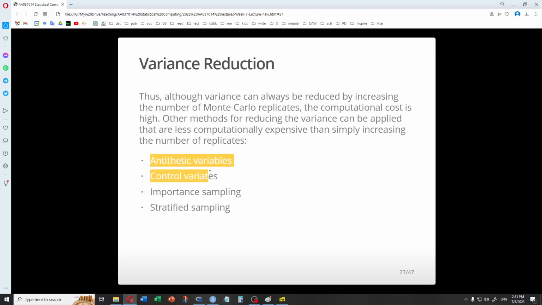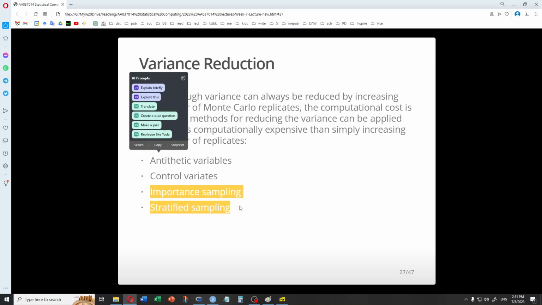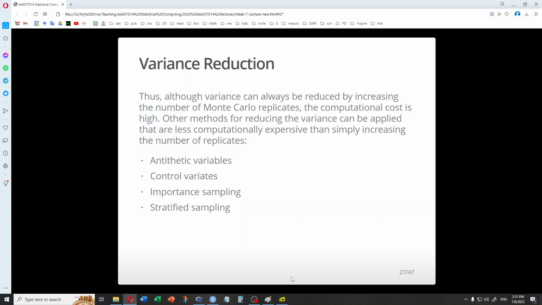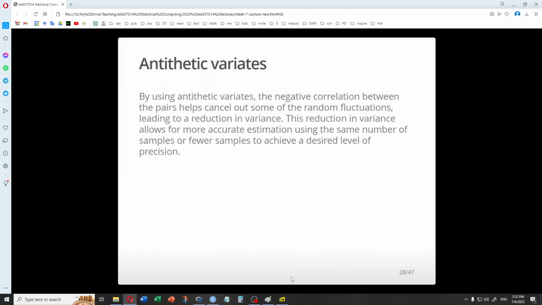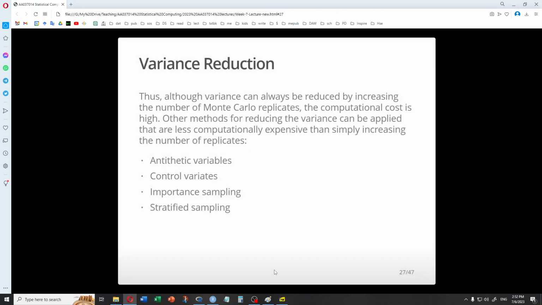This is like introducing another covariate in our calculation, and the next two are related to sampling. However, for this class we will only consider the first two, but if you want to learn more about the other two, then you can look at the textbook. So now let us look at the antithetic variates, and what does it mean? I think there is a relation between the antithetic variates and also the control variates.